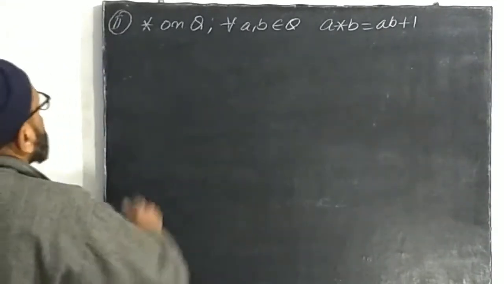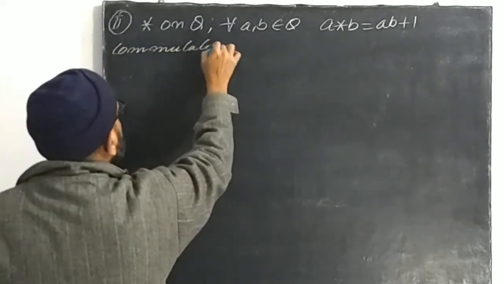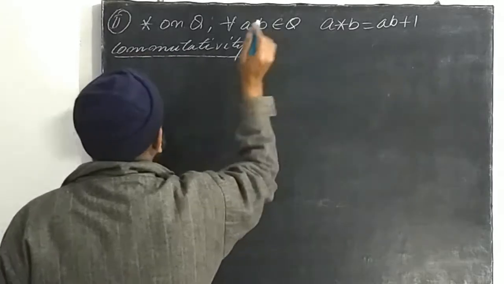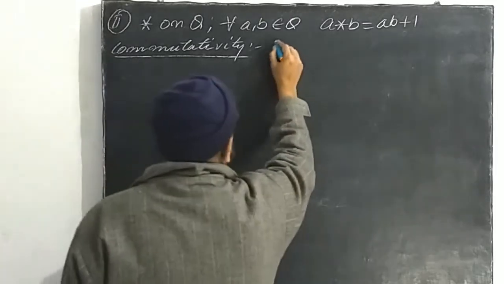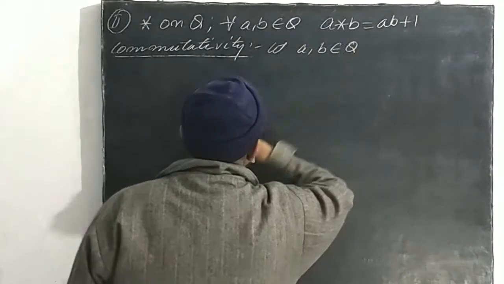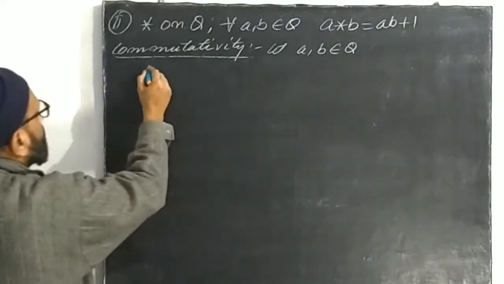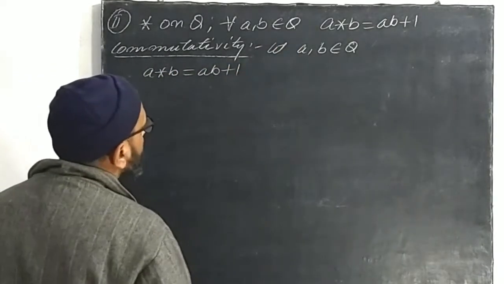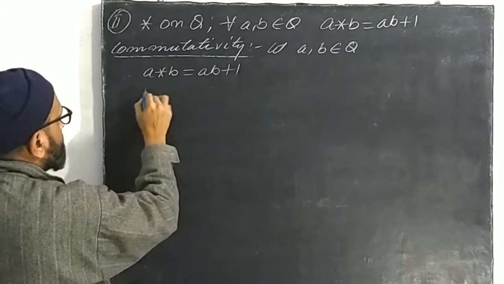So we have to check the commutativity of this relation now. Let A, B belong to Q. That is, A, B be two arbitrary rational numbers. So A star B is equal to AB plus 1 as given. So now we change the places of A and B.